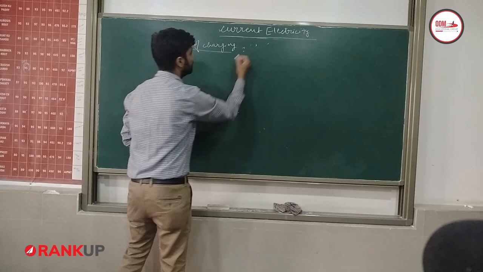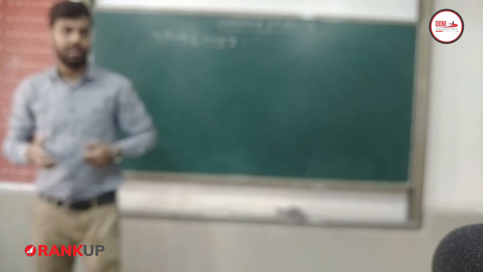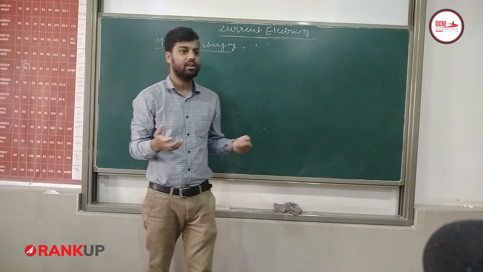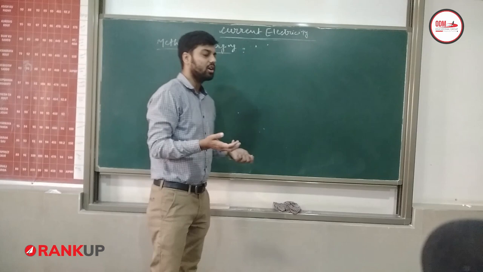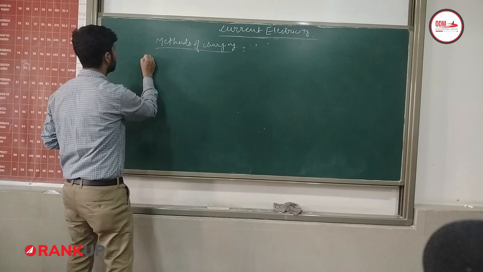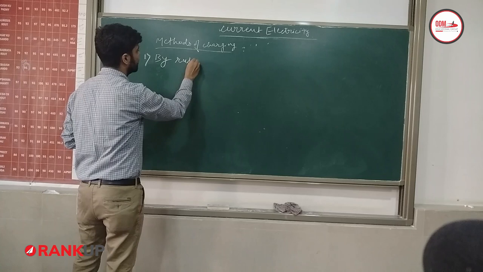Yesterday I told you that Benjamin Franklin rubbed some cat fur with some kind of rod, and the cat fur got positively charged while the plastic rod you took got negatively charged. So today we will read about methods of charging. First, by rubbing or friction.